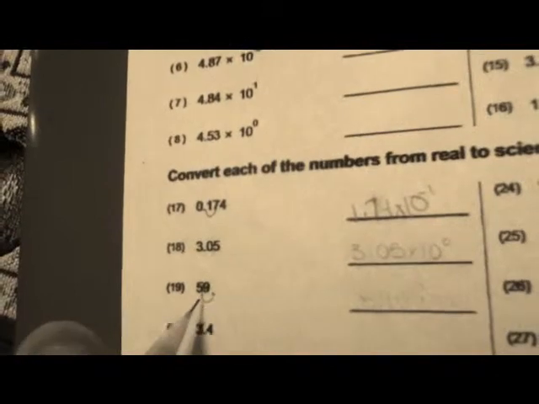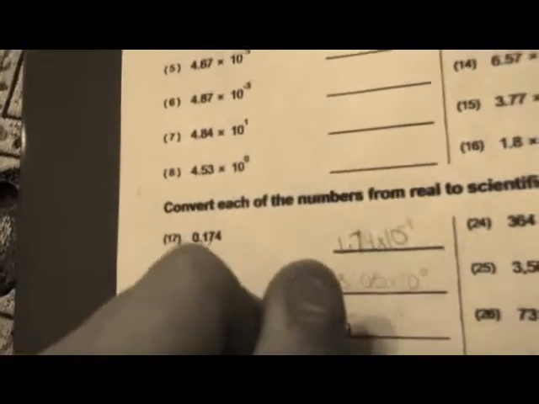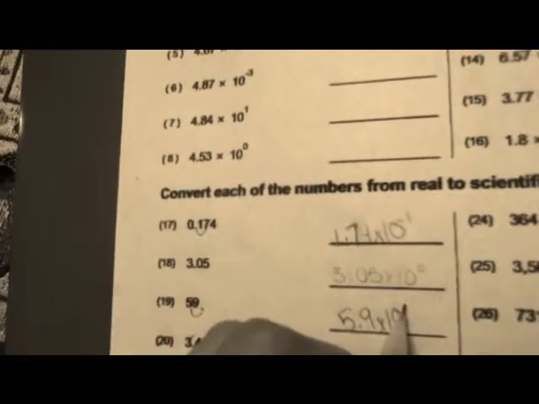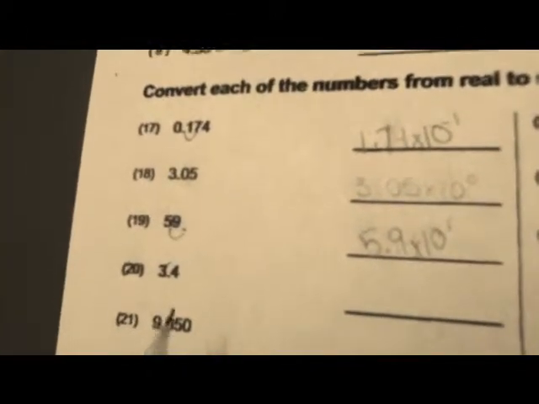For this number, what you do is you put the decimal point here, and you move it over one spot. So it will be 5.9 times 10 to the, we moved it over one spot, so it's to the first degree, not negative first, because it's bigger than 0. Try number 20 by yourself.